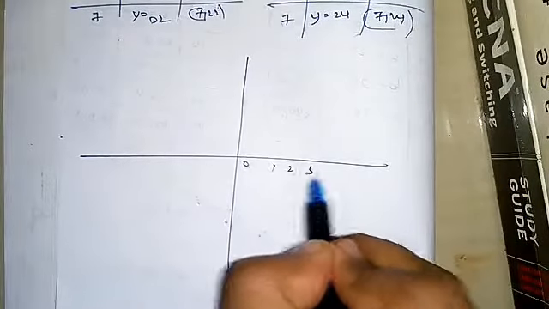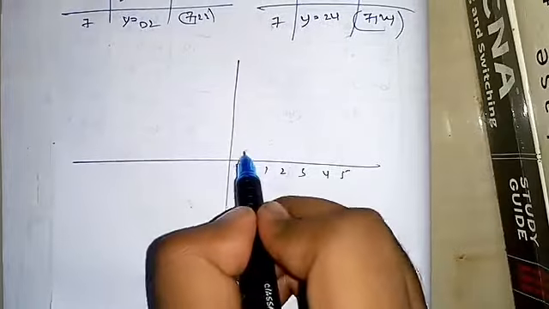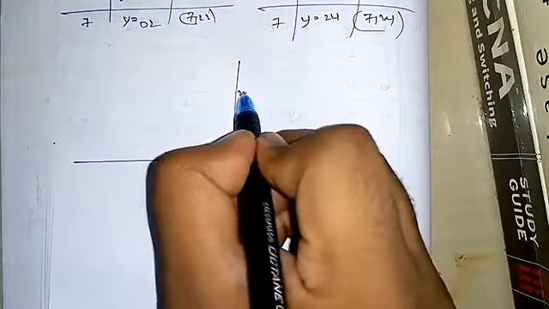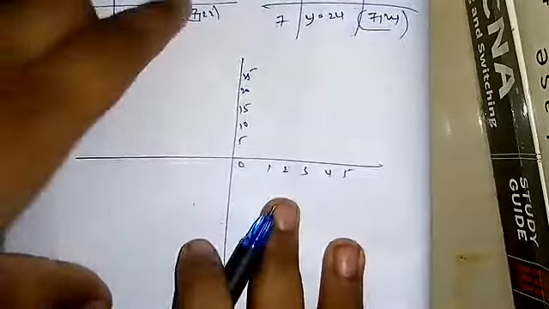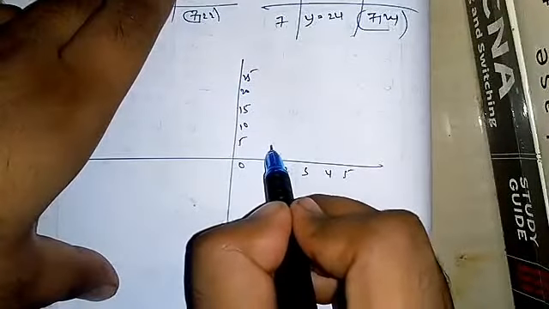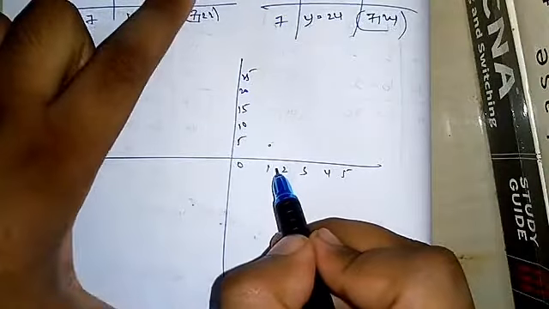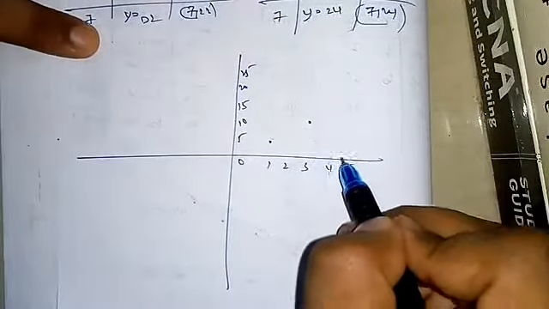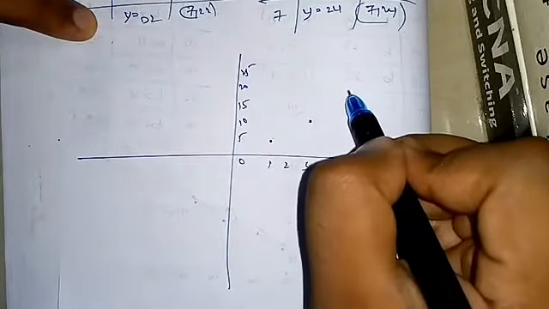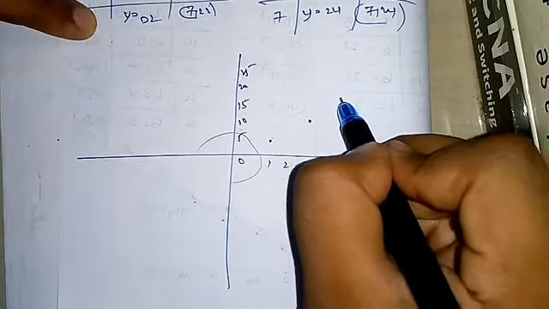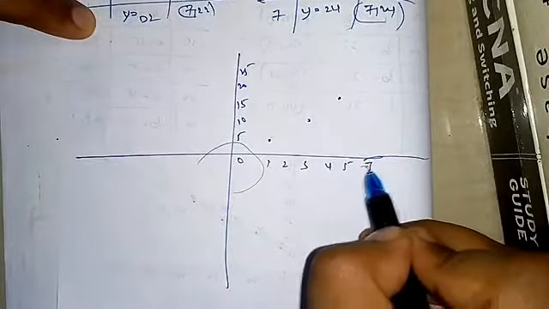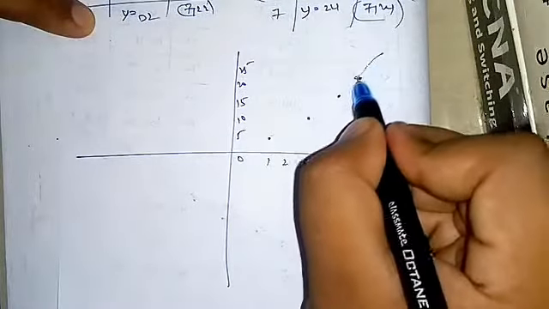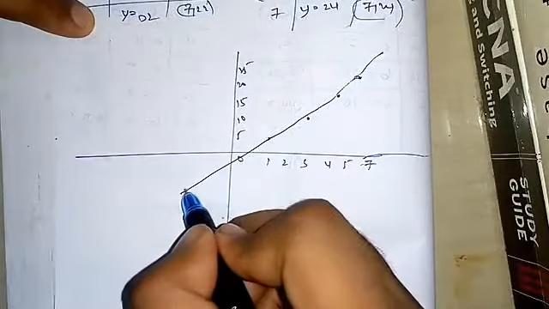0, 1, 2, 3, 4, 5. 5, 10, 15, 20, 25. Now 1 comma 4 will be somewhere here. Next 3 comma 10 will be here. 5 comma 16 will be somewhere here. Next is 7 comma 22. Here. If you join these points, you get a straight line like this.